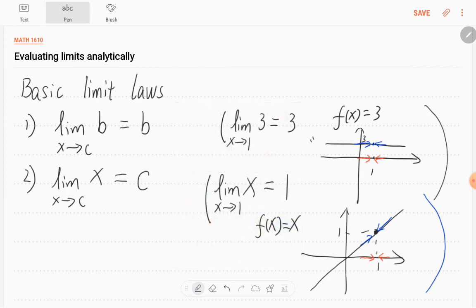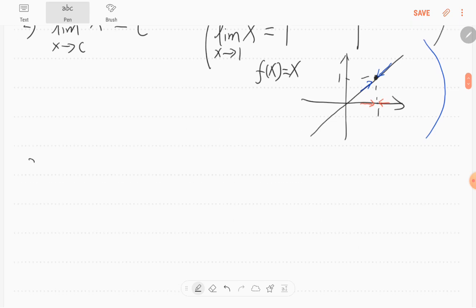The third law is the limit as x approaches c of x to the n. N is some positive integer or negative integer. That doesn't matter. It just makes things happen. Okay, so it's equal to c to the n. So you just plug in c. So why is this true? Let's look at a quick example.